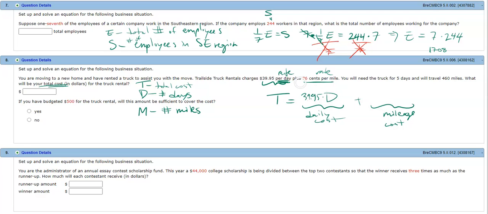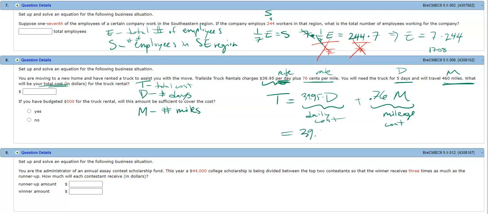And then the cost for miles should be the cost per mile times the number of miles. So it would be 76 cents, which, if we're calculating in dollars, should be 0.76 times the number of miles. And so this will be our little formula. Then it tells us it's 5 days, so that's D, and 460 miles, that's M. So we could just plug that in.